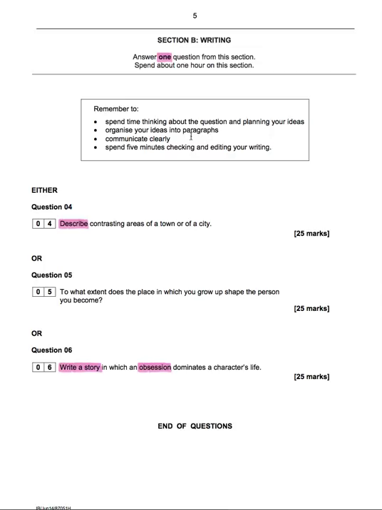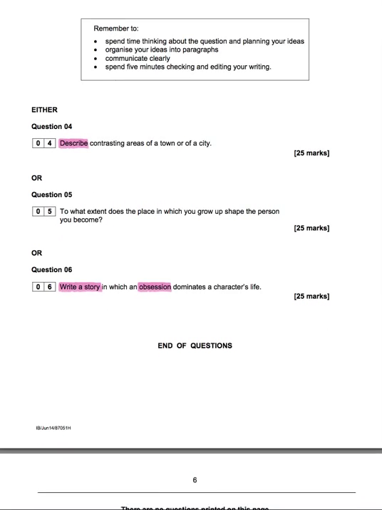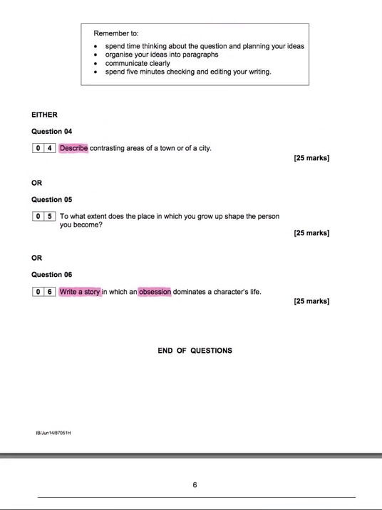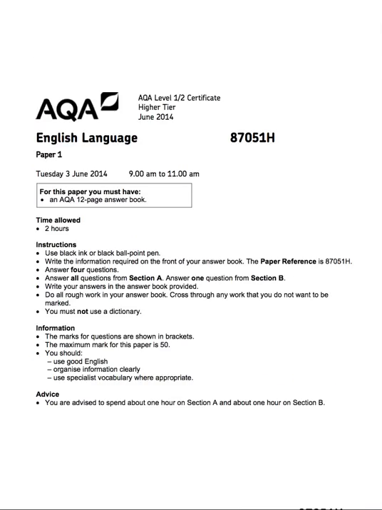Notice with this, paragraphing is mentioned. It doesn't mention it, but you are tested on spelling, punctuation and grammar in section B. You must check them, right? It also looks there that very good English, organise information carefully, use specialist vocabulary appropriate. Basically, do the best you can, check it and make it accurate.